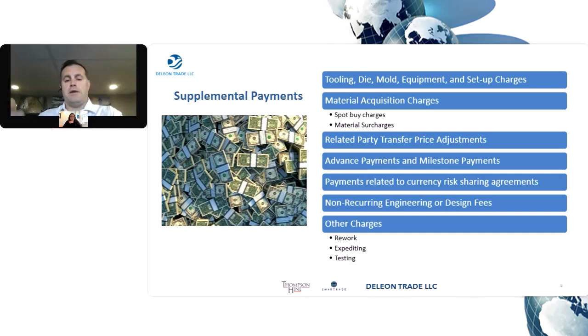Other things, big one, non-recurring engineering or design fees. Another big one. Engineering is a big value addition. And customs kind of knows these things, right? These are the things they look for when they do audits.